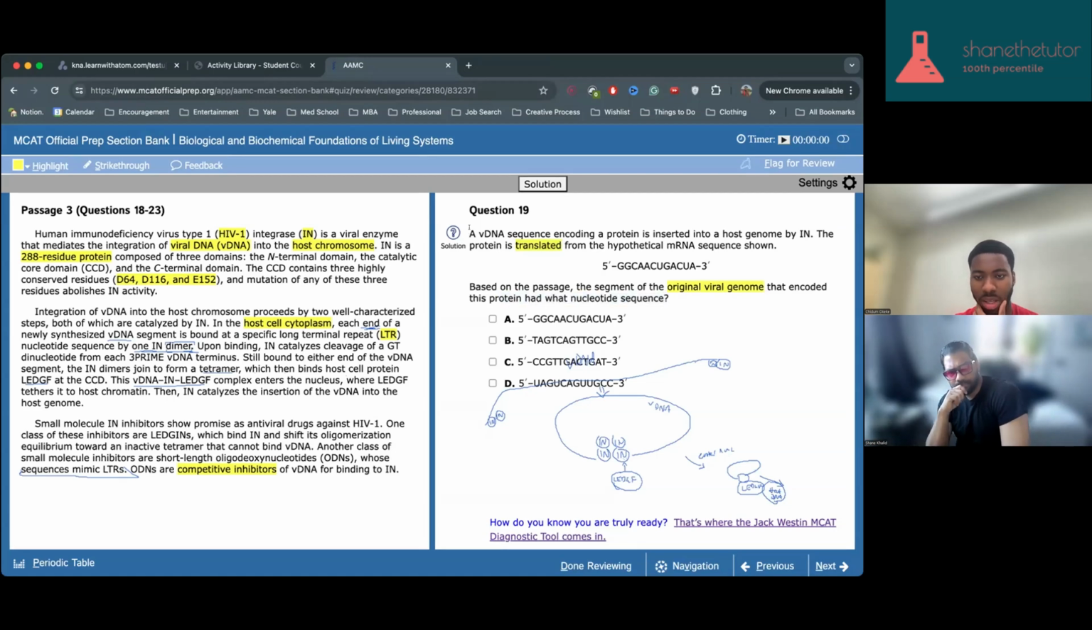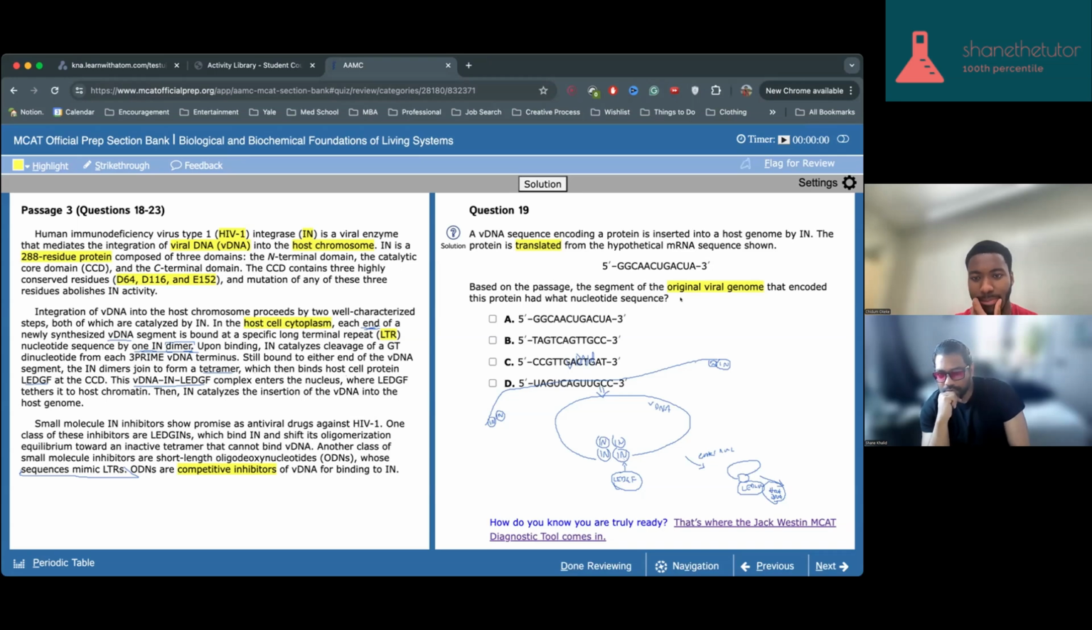Okay. So I have a habit of going back to the reading really quickly. If I were to read this over super quickly, I would miss the fact that it says the segment of the original viral genome. And so once I look at this, I'm immediately thinking, okay, what would this translate into? But that's not necessarily what it's asking. It's kind of a trick question, to be honest.